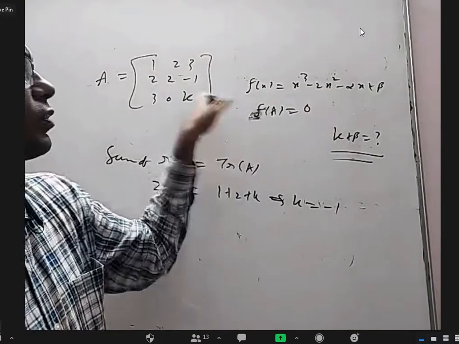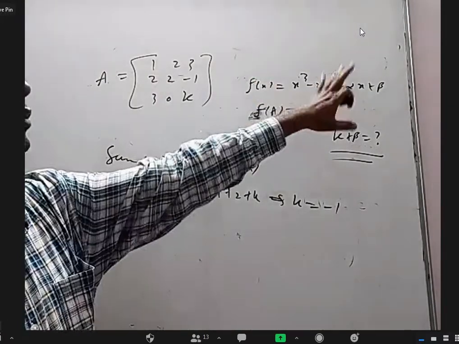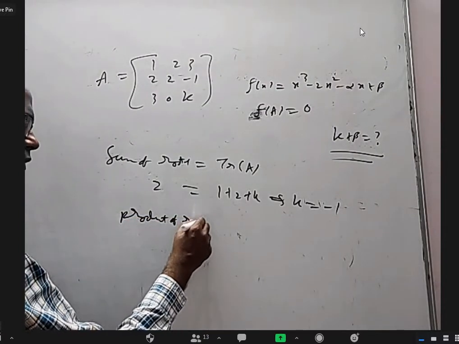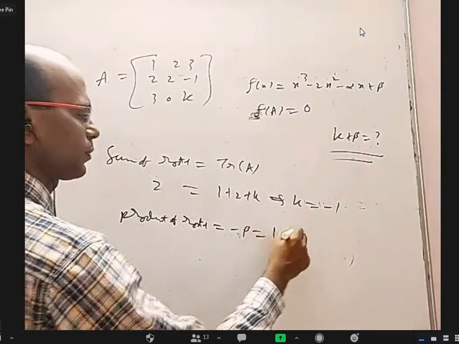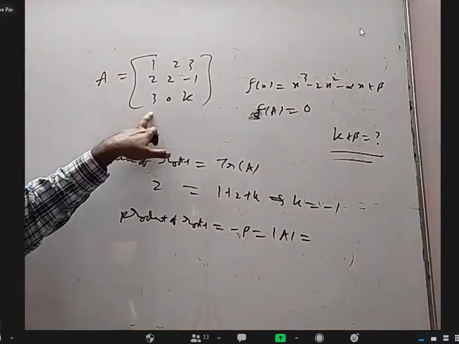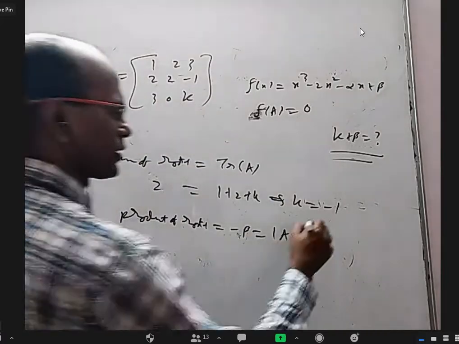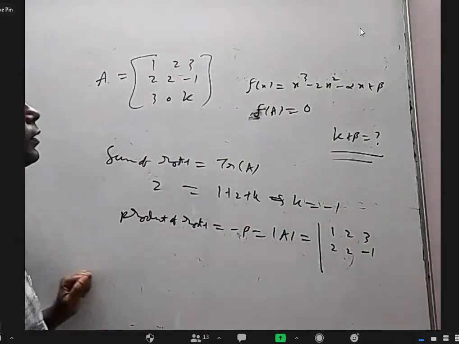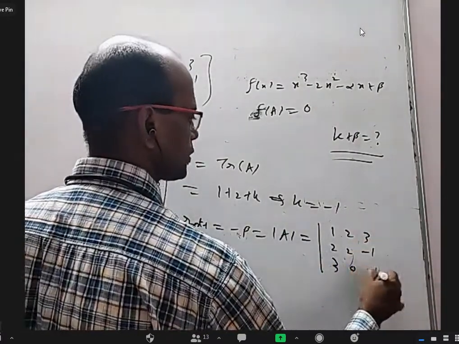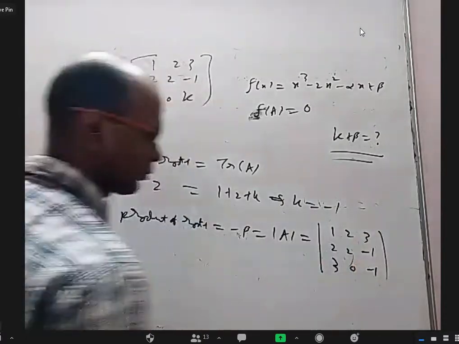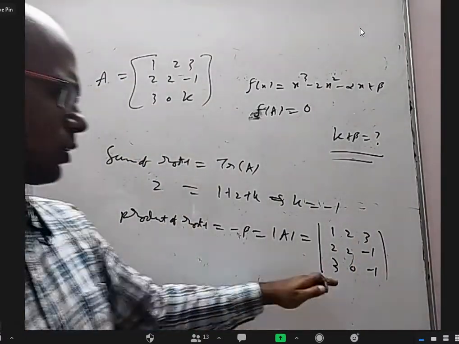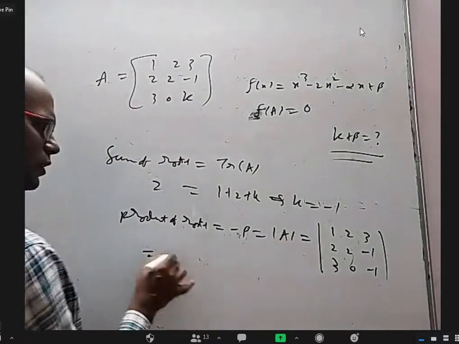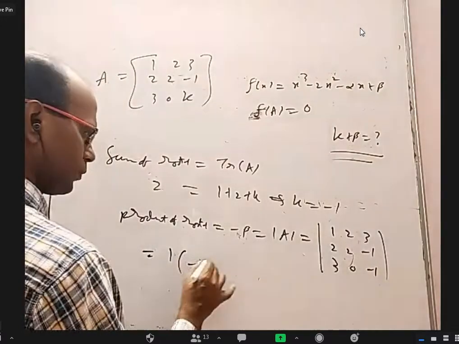After that, if I want α, I have to really find this equation or do some calculation. But if I want β, the product of roots, which is equal to minus β, should be the same as det A. So you know, the k value is minus 1. You can try to find this determinant [1, 2, 3; 2, 2, -1; 3, 0, -1]. I can directly expand or try to get 1 or 2 zeros here and there. That's also okay.